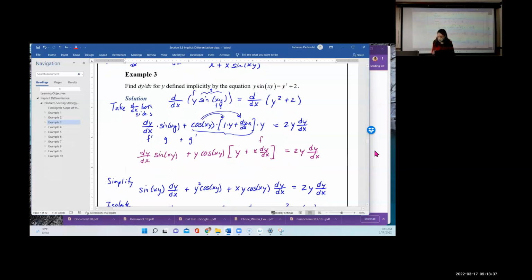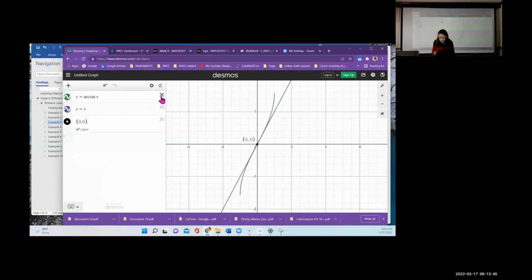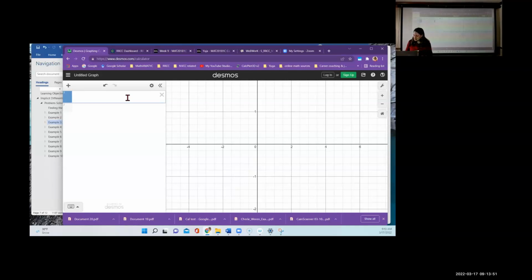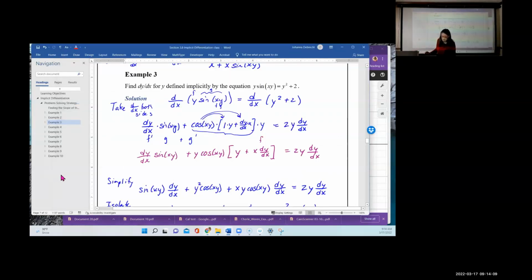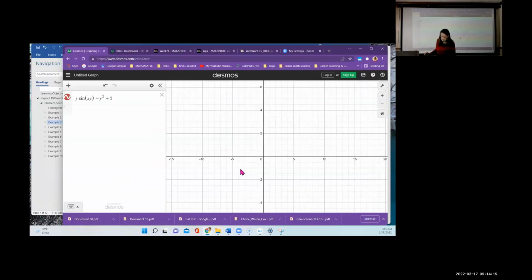Okay, just for fun, let's see what this does look like. We've got y sine of xy. Let's see if Desmos can handle this. Y sine of xy equal y squared plus 2. Isn't that what it was? Y sine of xy equal y squared plus 2. I'm not seeing anything. Are you guys seeing anything?